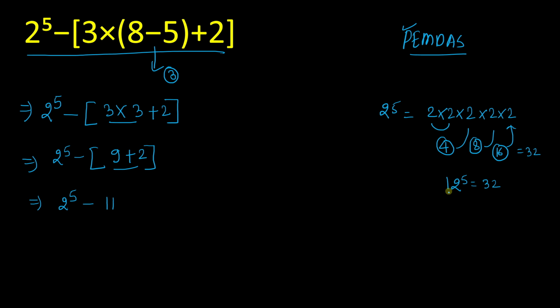So we can simply put 32 in place of this 2 power 5, and here we will write 32 minus 11, and when we do the operation of subtraction, we will get 21. Okay. So 21 is the right answer for this math problem.